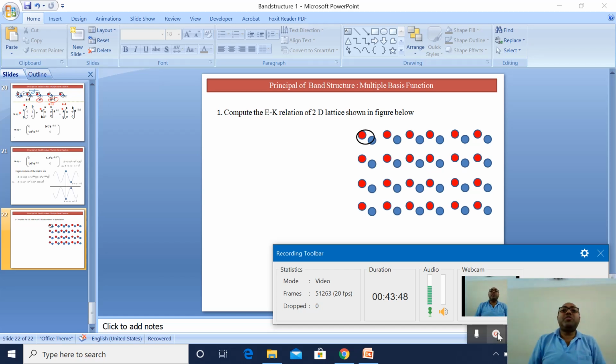So next day, what will we do? Next day, I'll either come up with a particular application like graphene or carbon nanotube, or I'll come directly to how to find the density of states from that. Okay, whatever.